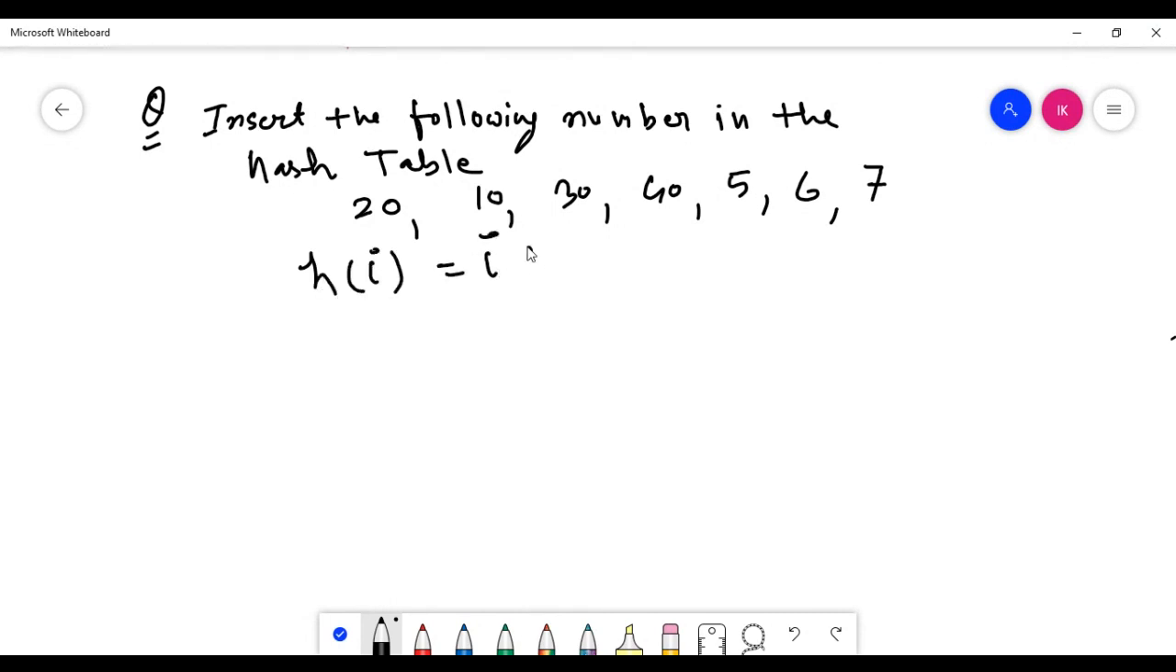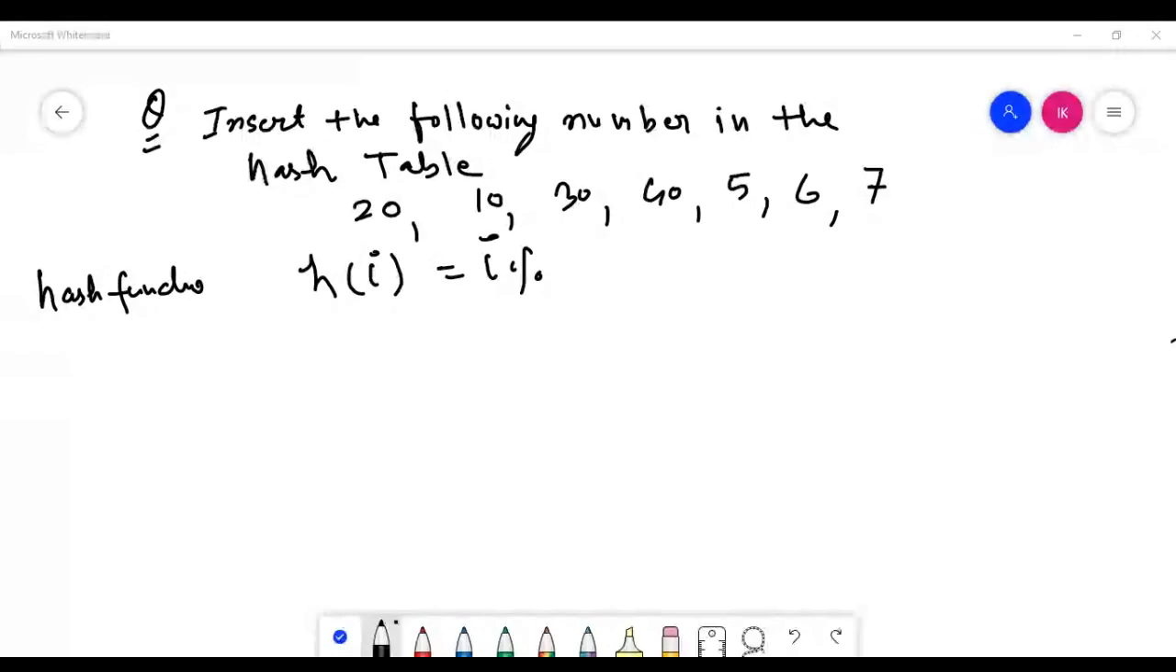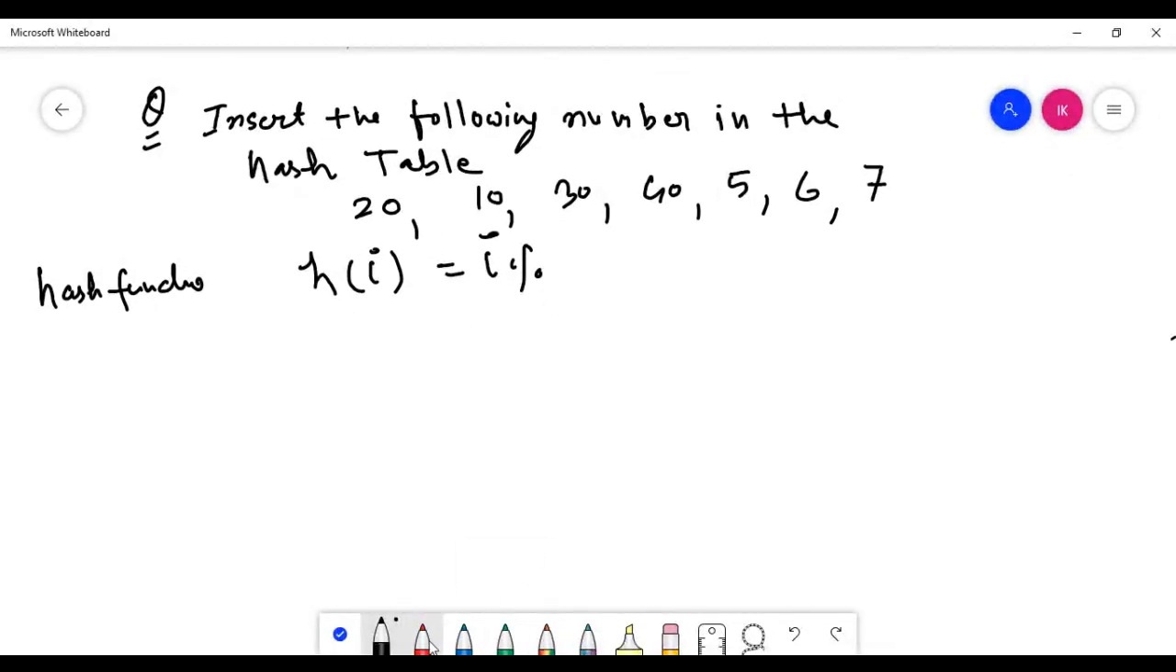h(i) equals i modulo 7. Very good. Why 7? Because we count the numbers here: 1, 2, 3, 4, 5, 6, 7. 7 numbers, so here it is 7. If it is given in the exam, you can use it directly. If it is not given, then you will do it like this.